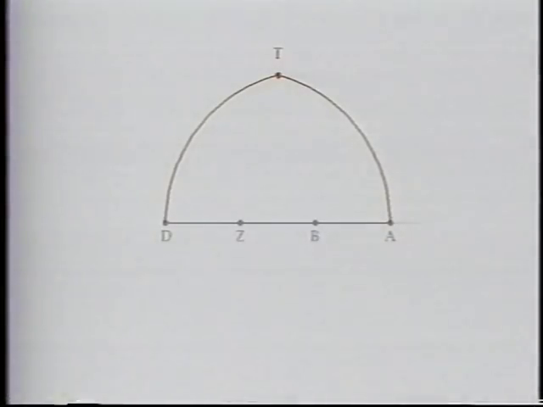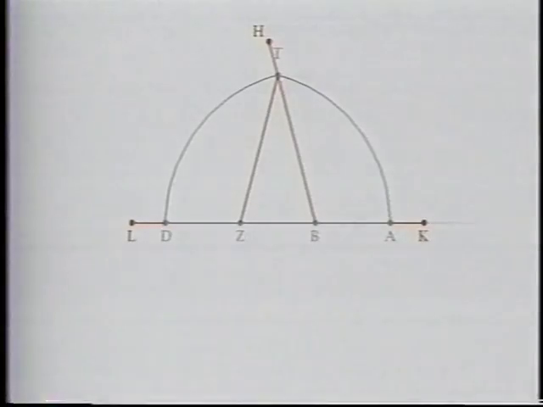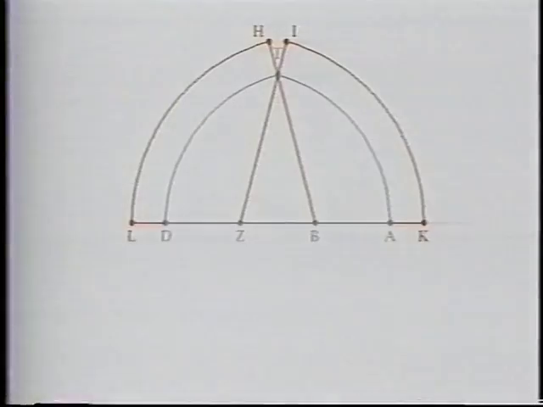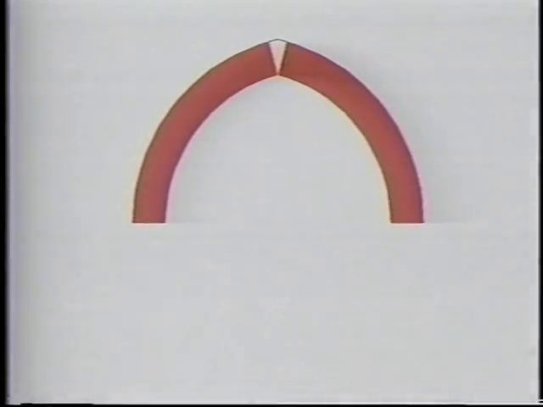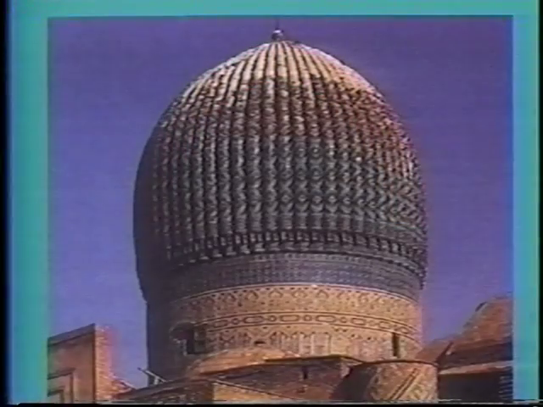We divide the span AD in 3 equal parts through B and Z. Arcs are drawn from B and Z, with AK and DL the thickness of the arch. We erect the perpendiculars HN and IN. The 3 sections form the facade of the arch. The dome of the Gur Emir mausoleum of Tamerlane and Ulugh Beg approximates this example.